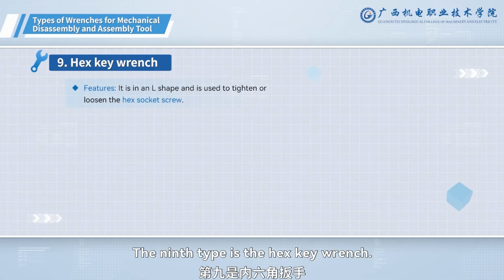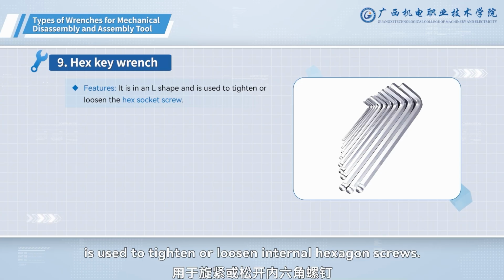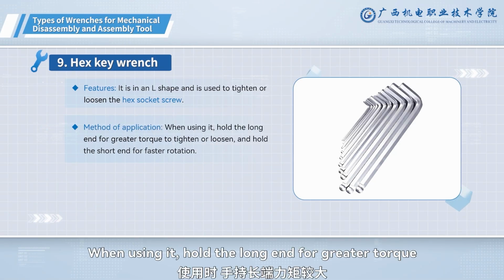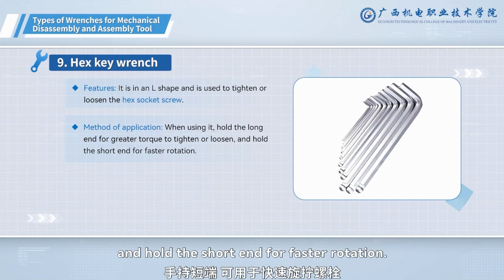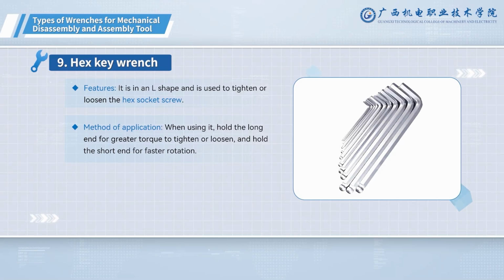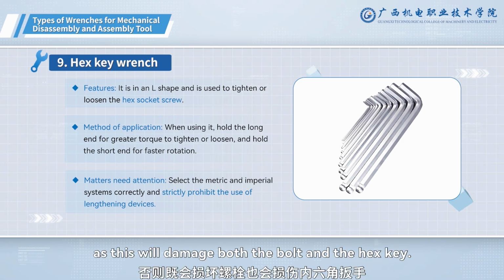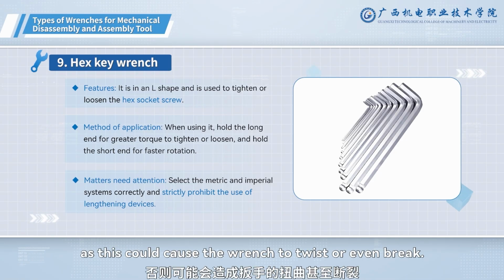The ninth type is the hex key wrench. This L-shaped hexagonal bar tool is used to tighten or loosen internal hexagon screws. When using it, hold the long end for greater torque to tighten or loosen, and hold the short end for faster rotation. Be careful not to mix metric and imperial sizes, as this will damage both the bolt and the hex key. Do not use any extension devices, as this could cause the wrench to twist or even break.